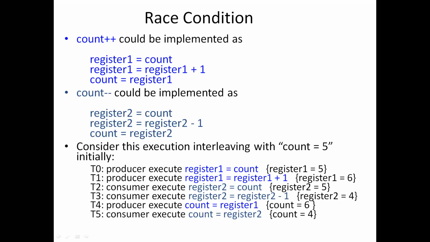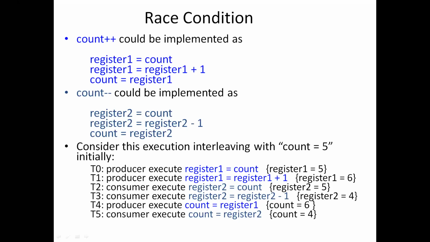You can see that this is an incorrect state. Count is equal to 4, indicating that 4 buffers are full. Count equal to 4 means there are 4 buffers full, but in fact 5 buffers are full here.